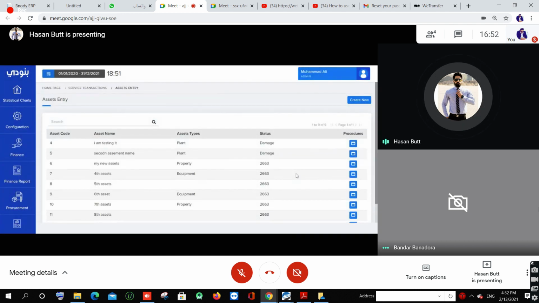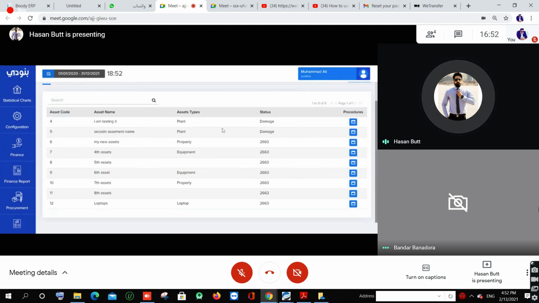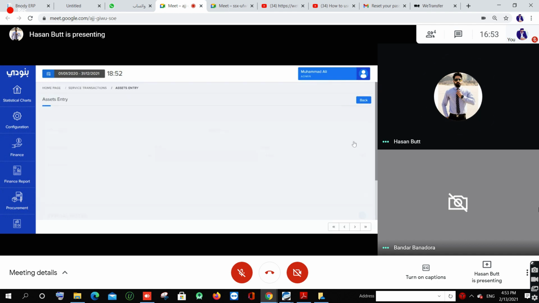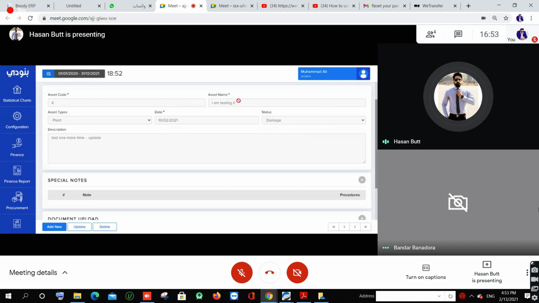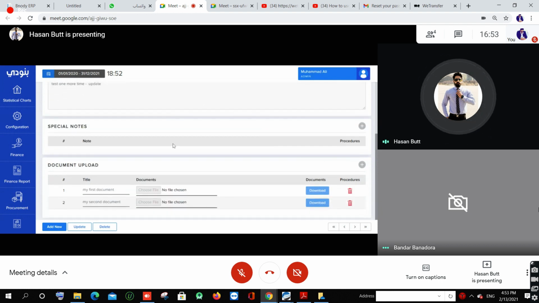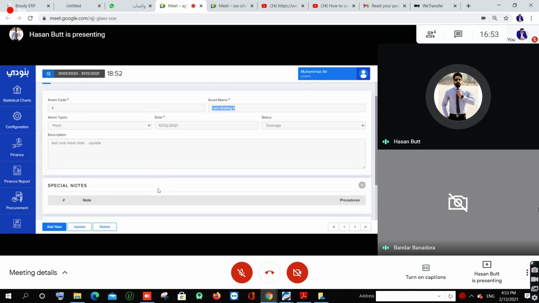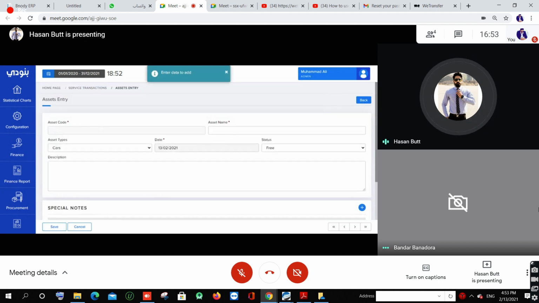This is the asset entry. Yes. And you can see all the asset names, the asset types, and their status as well. You can also add that here. This is the asset name, and you can change it, for example, the laptop. The status is damaged, and you can also add special notes as well. You can also add the files of the receipts of the entry, for example, you are creating it for laptops. You purchased laptops for your employees. Yes. This is the type, which is the laptop.